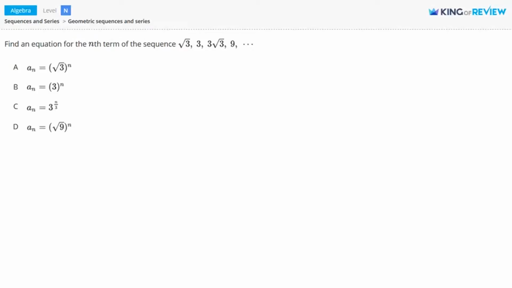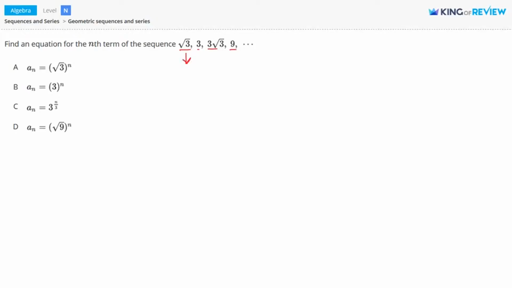Find an equation for the nth term of the sequence square root 3, 3, 3 square root 3, 9, and the sequence continues. So the first step here is to determine if we're working with a geometric sequence. A geometric sequence is a list of numbers or terms where the ratio of any term to the previous term is constant. So each of these numbers here is a different term.